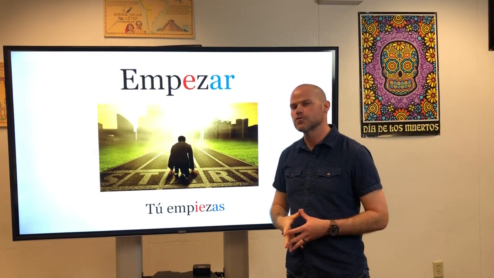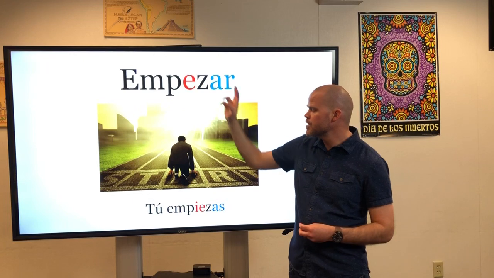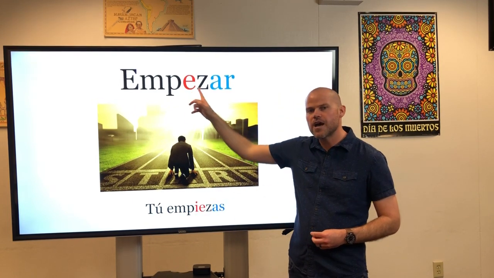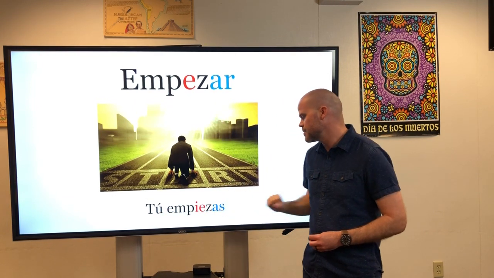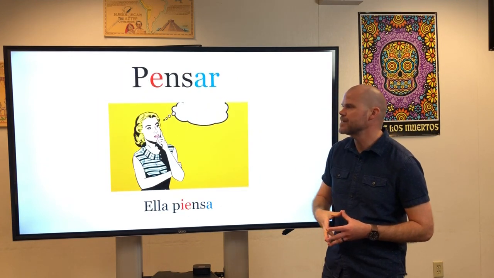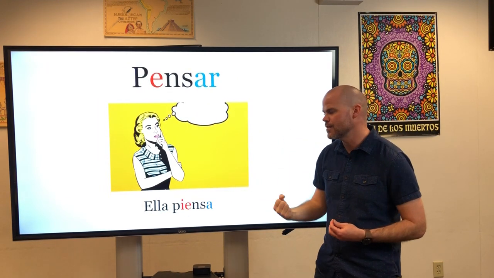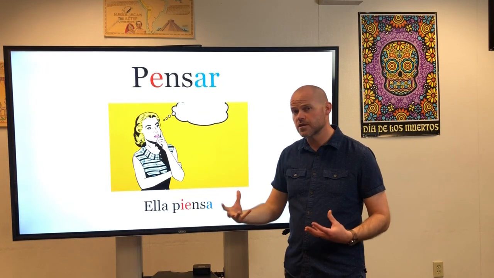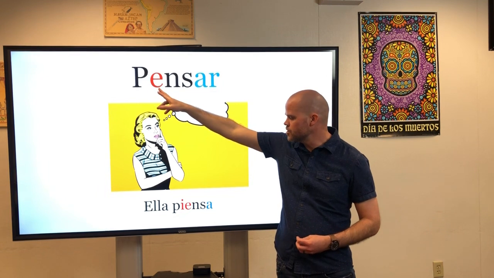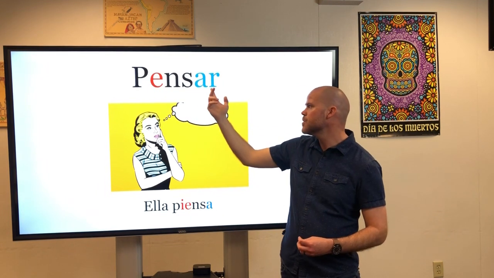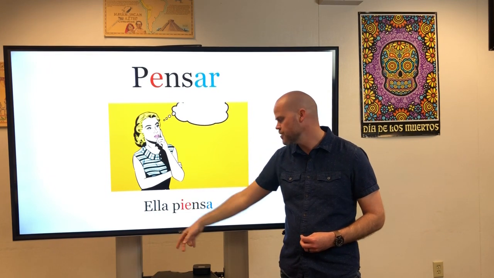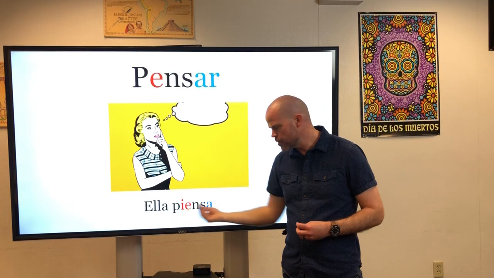Okay, next example, empezar. Empezar means to begin or to start. If I conjugate empezar in the tú form, tú is inside the boot, right? So I'm having to change this E to an IE, and that would be tú empiezas, meaning you begin or you start. Okay, next verb is pensar. Pensar means to think. Ella piensa would be she thinks. So again, the ella form is inside the boot, so the E is changing to an IE. It's a regular AR verb, and for the third person singular form the ending is still going to be a, right? Ella piensa, she thinks.